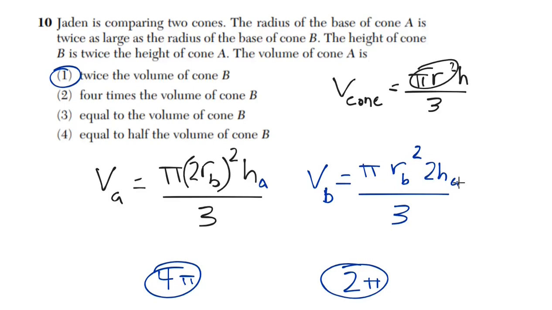And the reason why I was able to strip away a lot of this stuff is you can take away what's in common and then figure out, okay, what's the difference? What am I multiplying by to get from cone B to cone A? And it's just times 2. And that's all we have to do for that one.